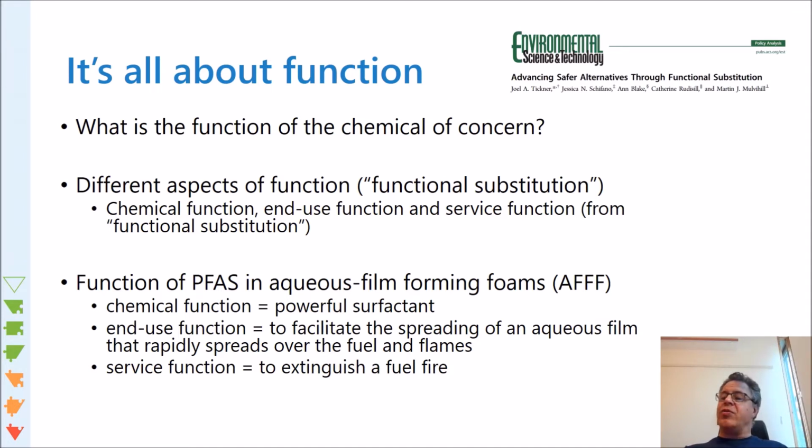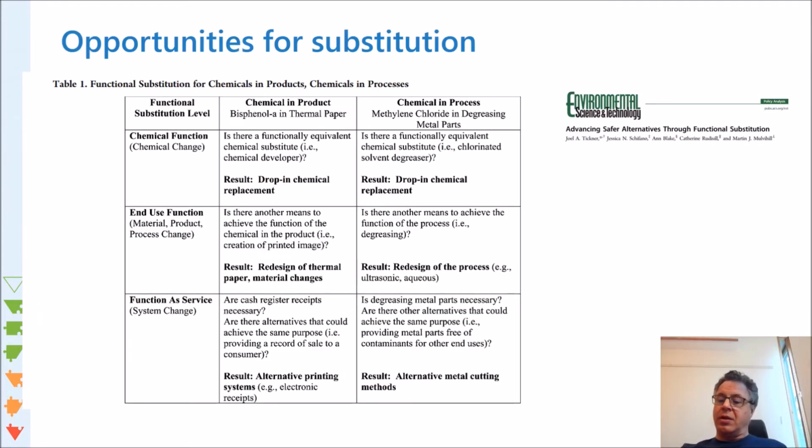Function can be divided into chemical function, end-use function, and service function. For example, let's consider the different aspects of function in the use of PFAS in aqueous film-forming foams used to extinguish fuel fires. The chemical function is that PFAS are surfactants, actually very strong surfactants. The end-use function of this strong surfactant is to facilitate the spreading of an aqueous film that rapidly spreads over the fuel and flames. And then the ultimate service function is to extinguish the fuel fire. The reason to think of function in these different ways is that we can then reveal different opportunities for substitution.